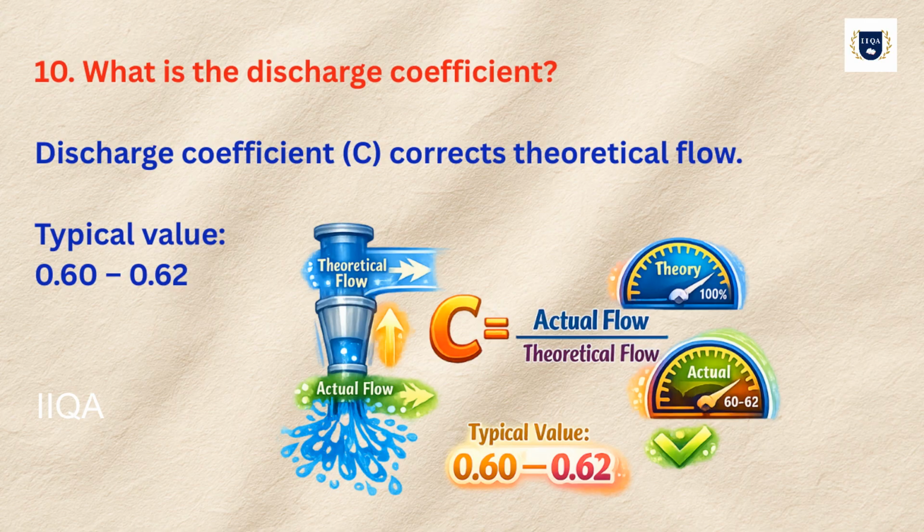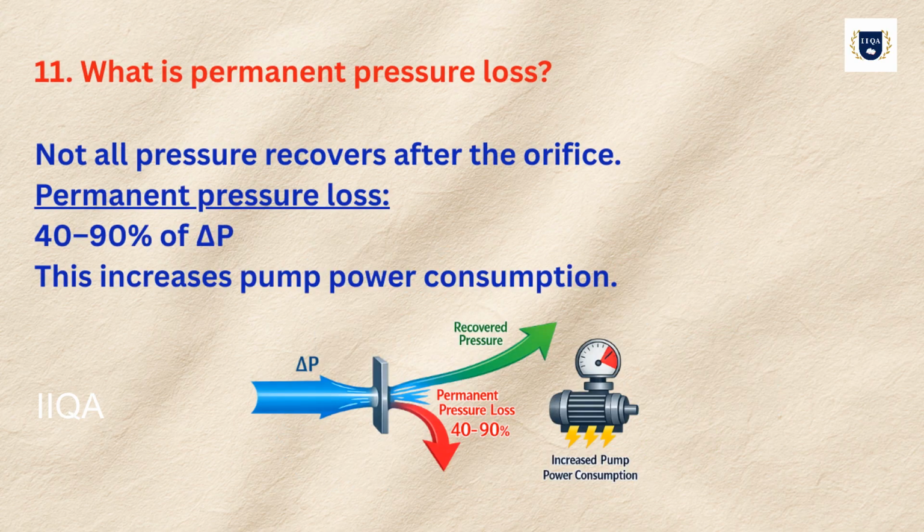What is permanent pressure loss? Not all pressure recovers after the orifice. Permanent pressure loss, 40 to 90% of delta P. This increases pump power consumption.